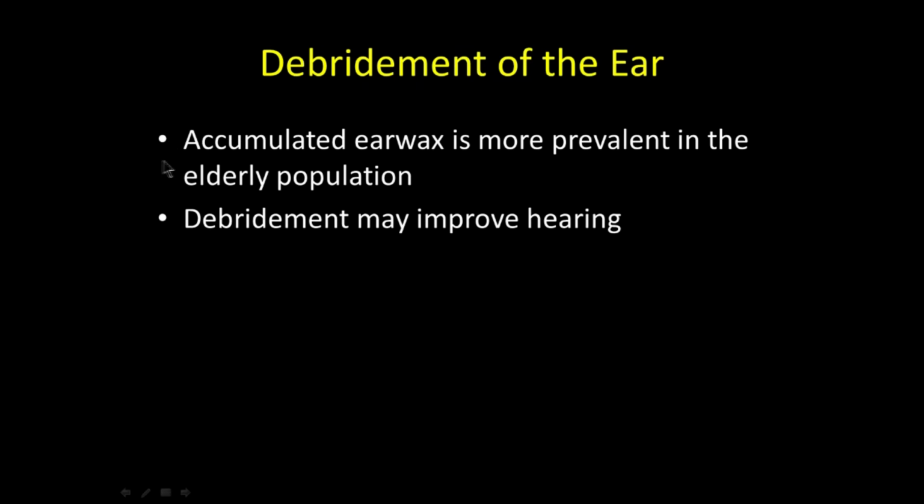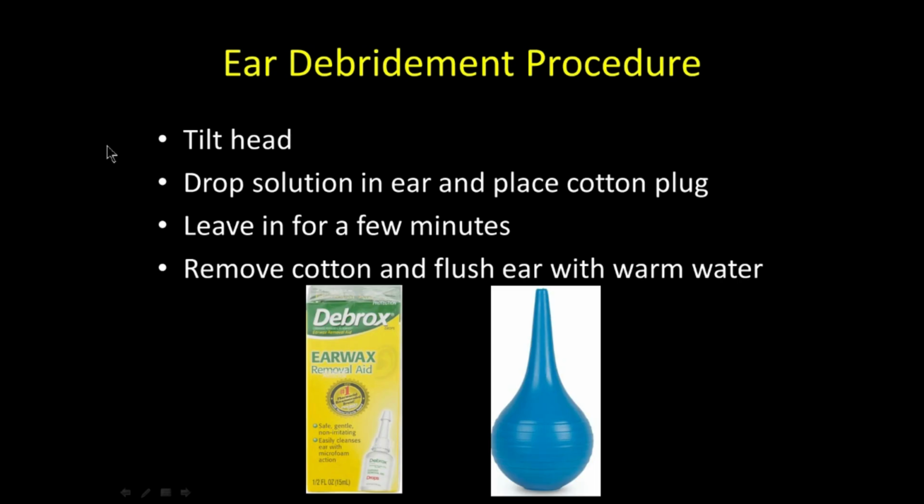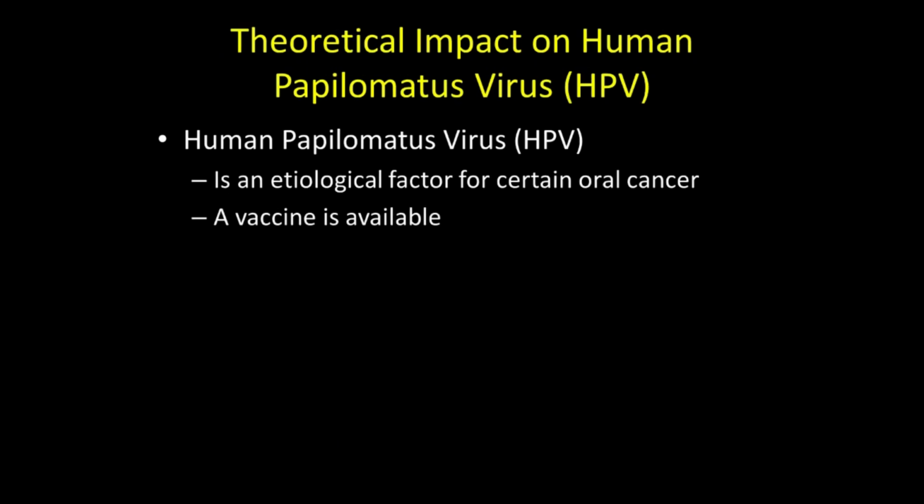Debridement of the ear. Certainly as we get older, at least in my particular case, I have found that I build more earwax than I did as a younger person, and in some ways this impacts my hearing. Let me talk about the procedure for ear debridement. First of all, you want to tilt the head to one side and drop some of this Debrox solution, which you're going to see in a moment at the bottom, and place a cotton pledget in there and leave it for a few minutes. Then when you remove the cotton pledget, you can take the little bulb that you see to the right and flush that with warm water, and that will flush out the softened wax.